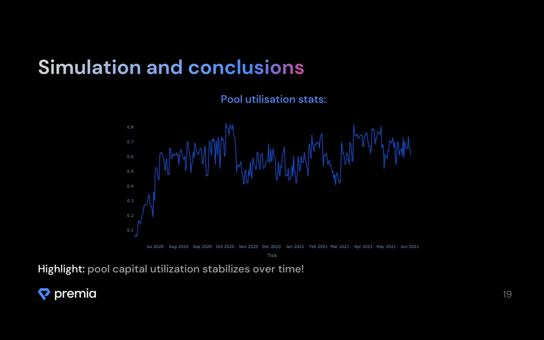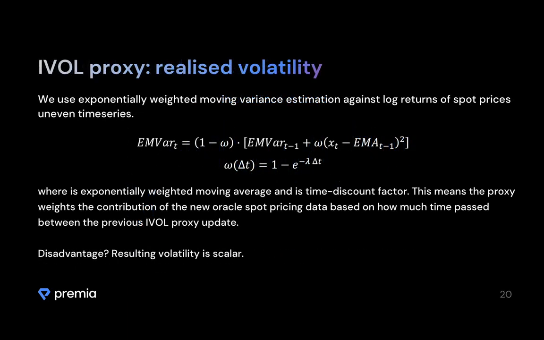Because we put a high degree of probability to the simulation, the pool utilization still can jump up and down. But at the end, we see it stabilizes over time, and with the capital growth, the standard deviation of volatility of pool utilization goes down. Now the last part is how we calculate volatility.